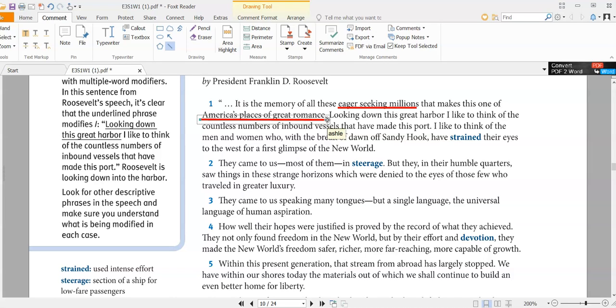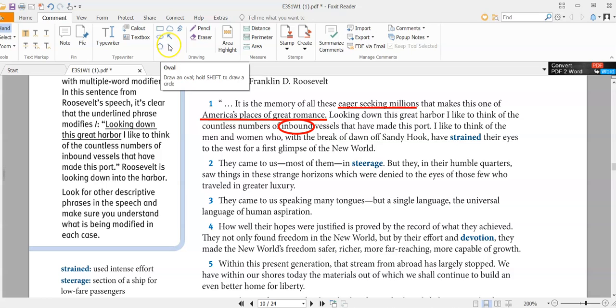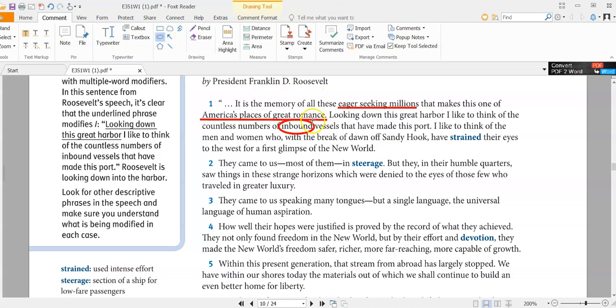And then it says, looking down at this great harbor, I like to think of the countless numbers of inbound vessels. So inbound means vessels that are coming in. I don't know if you're familiar with that word or not, so I'm going to circle it. And then vessels, I don't know if you're familiar with that one either, but it basically means something that carries something else, like a ship or a car could be a type of vessel. Something that is used to carry something. Like even a jar can be a vessel for water.